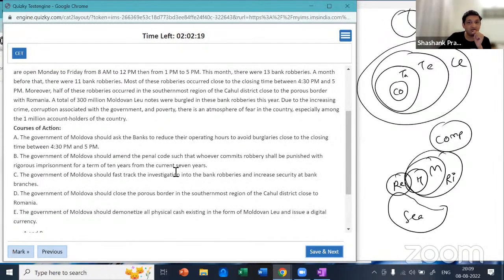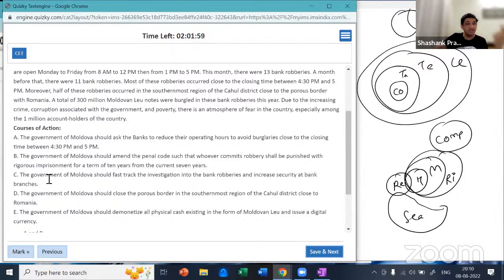Reduce the operating hours around burglaries, close to tricky one, because most of the robberies are happening then. But that is not a solution. If they stop 430 to 5, they will start at 4 to 430. How does it matter? So A, I don't think is a strong course of action. Amend the penal code where punishment increases. Okay. B is still fine.